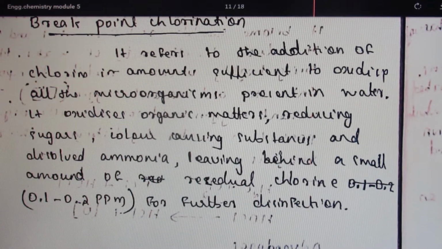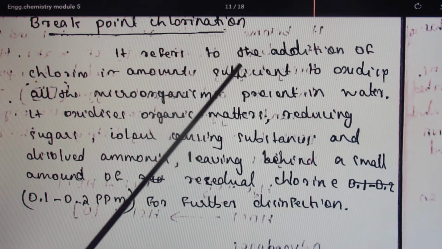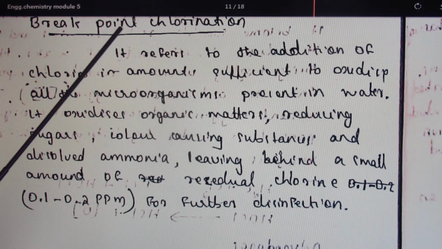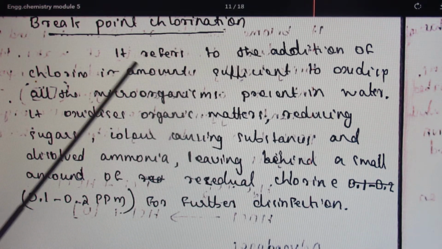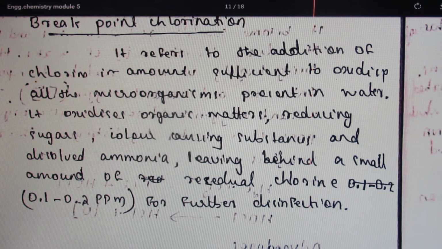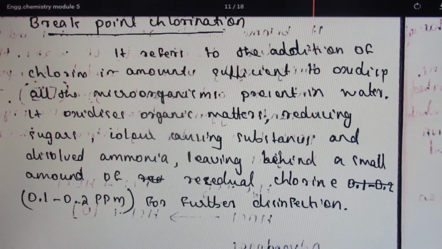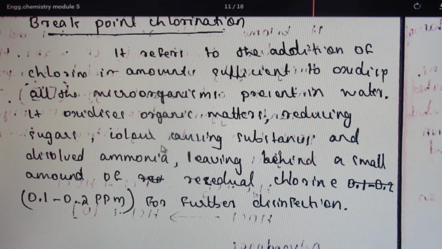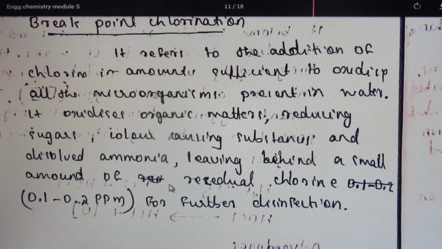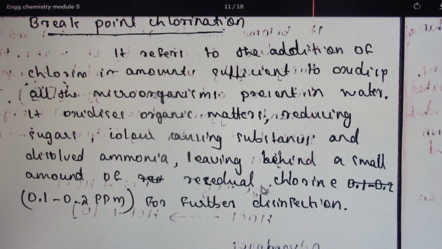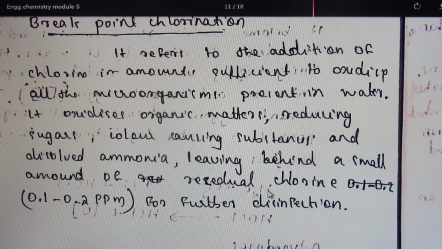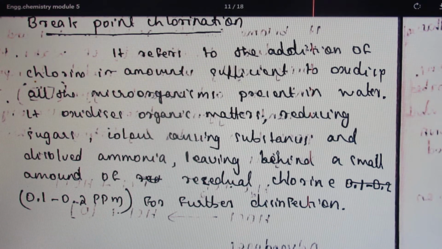One more important point here is breakpoint chlorination. That means it is important. It refers to the addition of chlorine in sufficient amount to produce HCl and HOCl to destroy all the microorganisms present in water. So it oxidizes organic matter, reducing sugar, color causing substances, dissolved oxygen, etc., leaving behind a small amount of residual chlorine. It is used for further disinfection. It is called breakpoint chlorination.